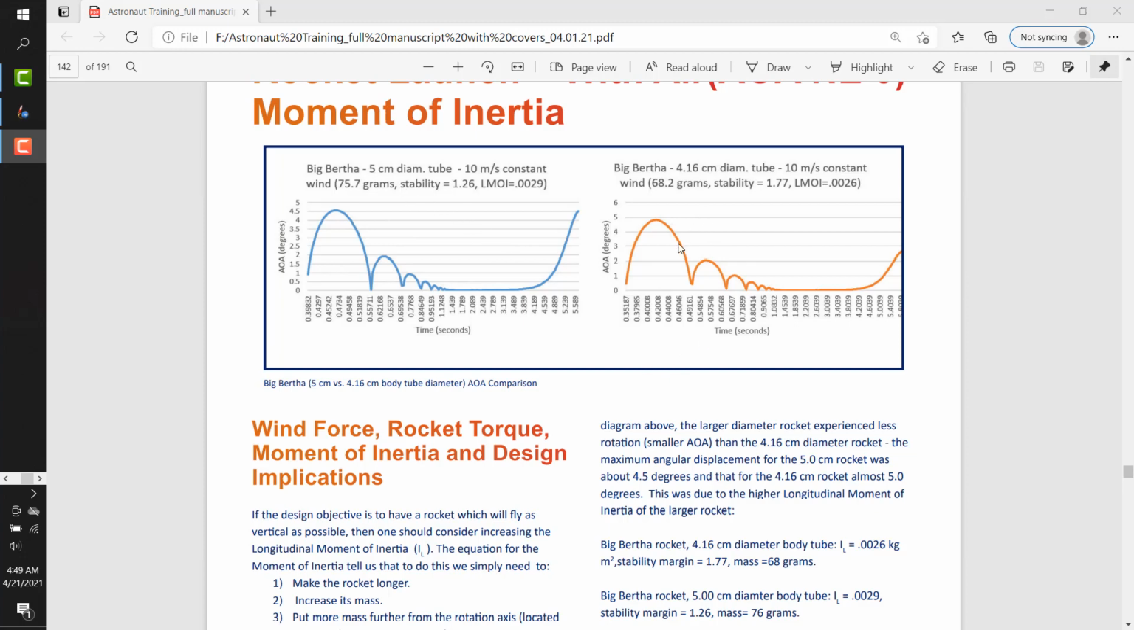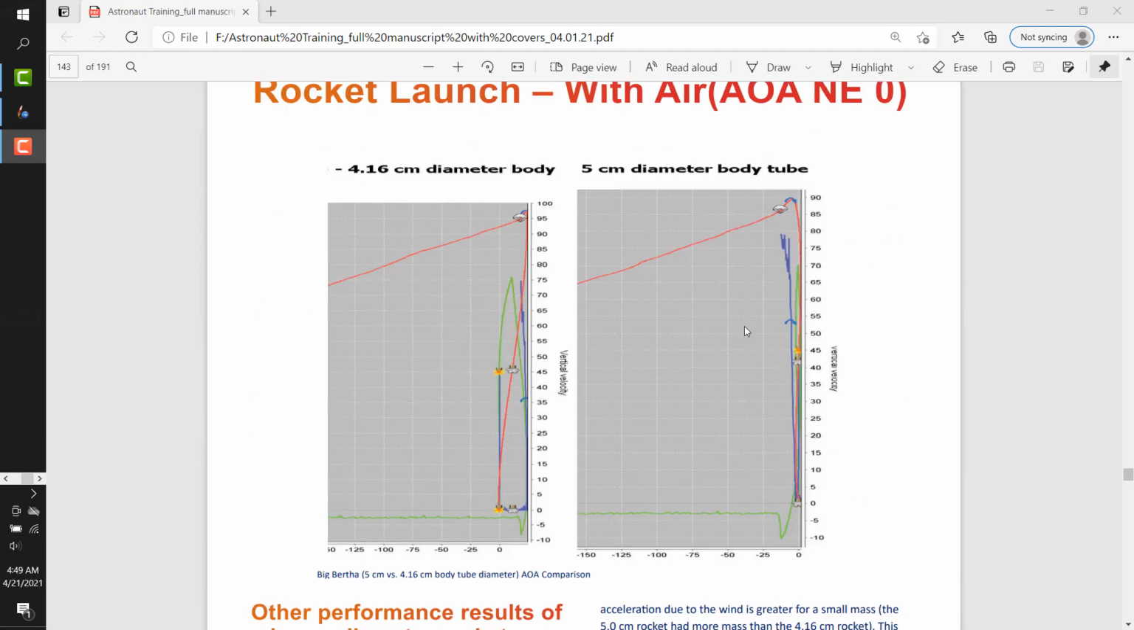And you can see for this given wind force, the angle of attack for the standard Big Bertha rocket was right around 5 degrees. And for the Big Bertha rocket with the expanded diameter is about 4.5 degrees. So certainly this flew a little better in the wind than this rocket did. So as I mentioned before, there are advantages to designing a rocket with a greater longitudinal moment of inertia.